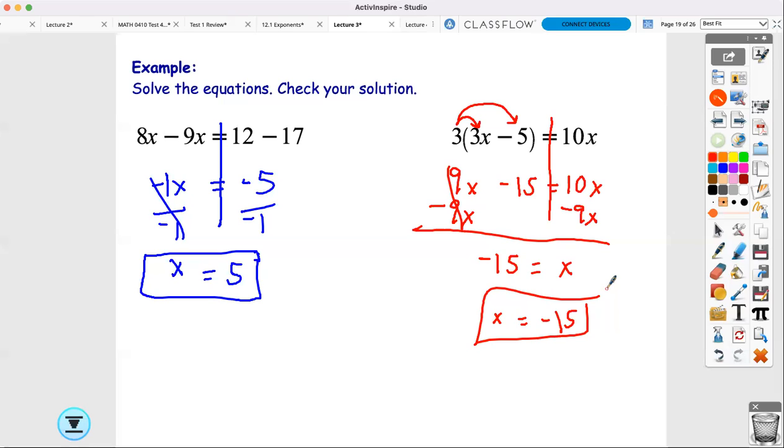Any questions on the algebra steps that we took in these examples? Any questions at all? I'm trying very hard to expose you to many different scenarios with algebra.